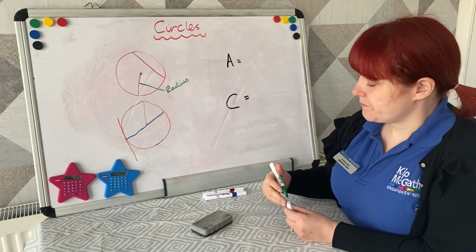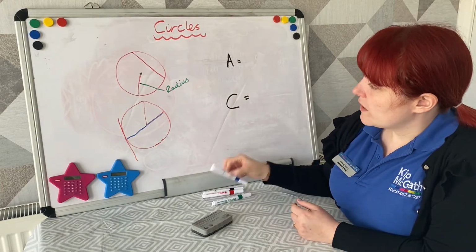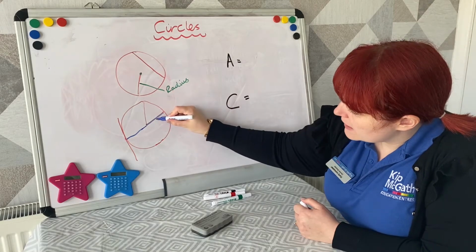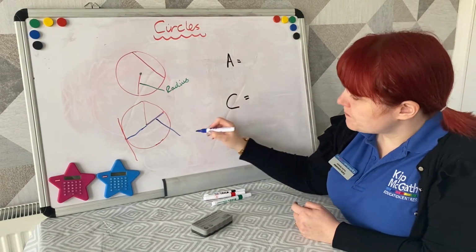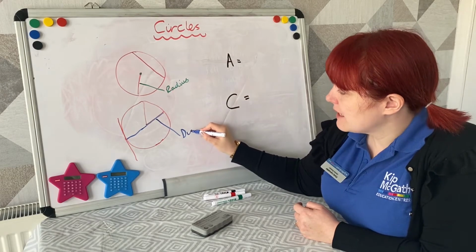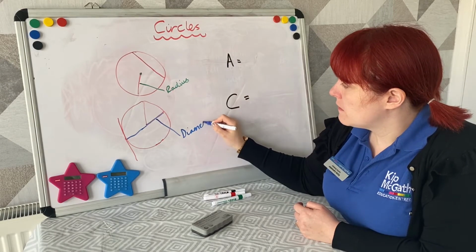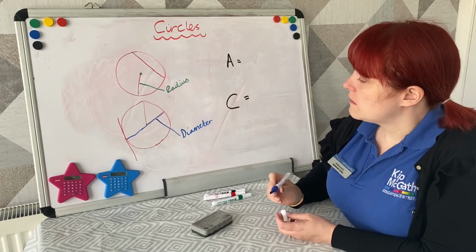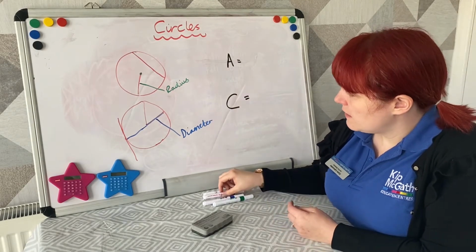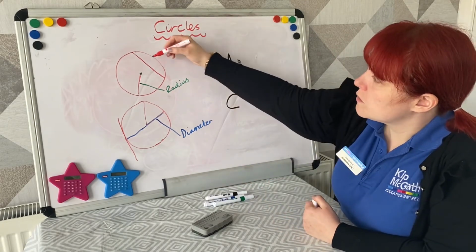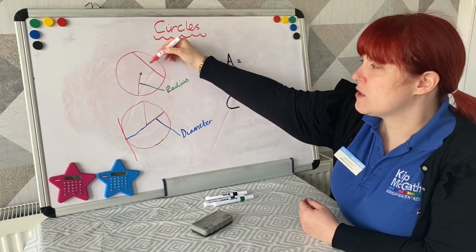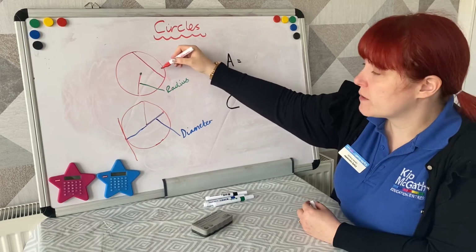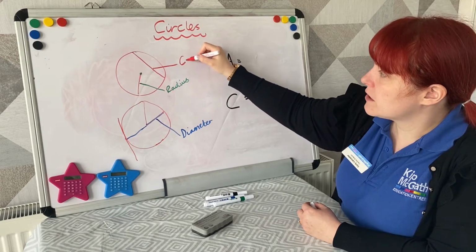Okay, we also have this guy here who is all the way across our circle, and that one is called your diameter. All right, then we have something that cuts through our circle but doesn't go through the middle. So this is cutting our circle up, but it's not going through the middle, and it's called a chord.